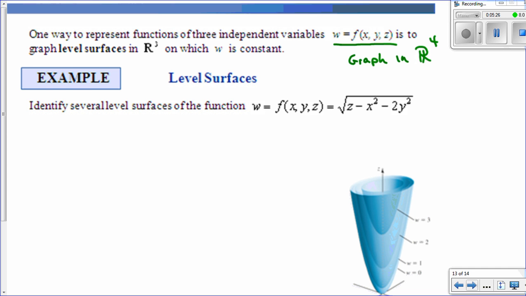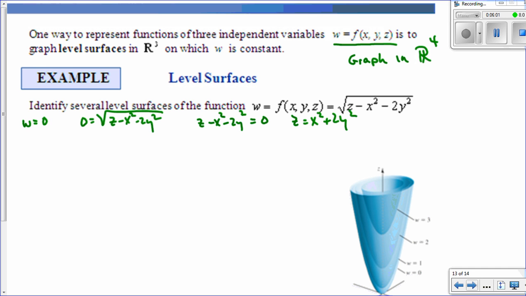Okay, now let's see if we can look at the level surfaces. I'm going to look at just specific values of W. So W equal to 0 would be 0 equal the square root of z minus x squared minus 2y squared, which is equivalent to z minus x squared minus 2y squared equal to 0, or just z equal x squared plus 2y squared. Now, I can see that's a paraboloid. If x is 0, you have a parabola. If y is 0, you have a parabola.